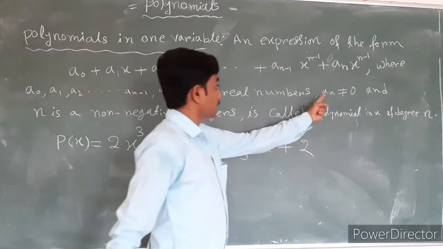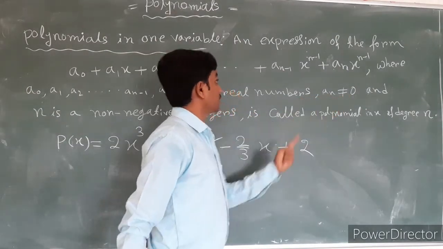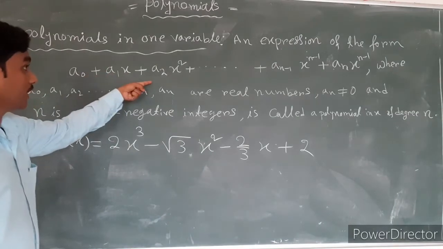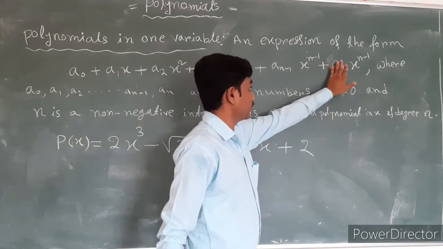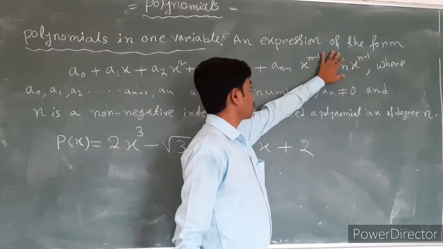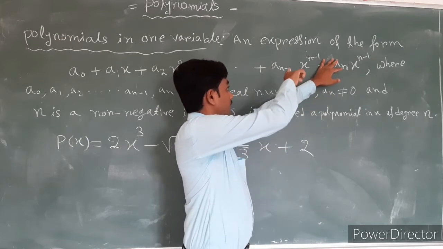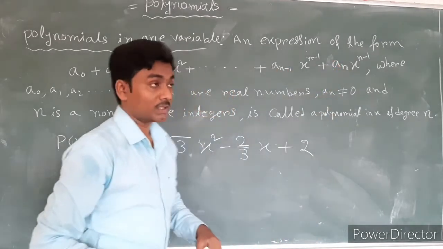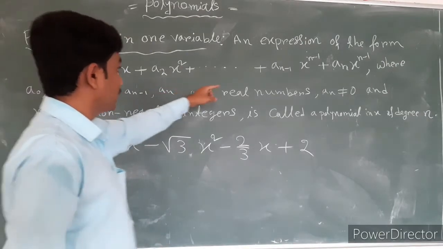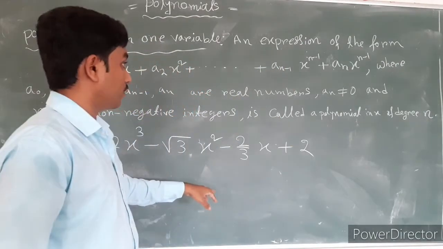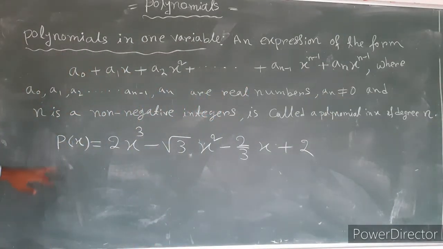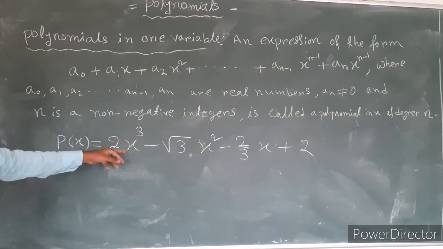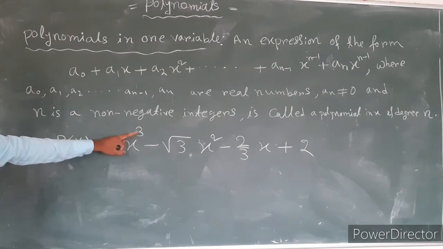We have to look at this: if an equals 0, then the degree of the polynomial becomes less than n, because if an is 0, then this part becomes 0, so the degree of the polynomial decreases to n minus 1. So that's why an is not equal to 0. So for example, p(x) is a polynomial of degree 3 because the highest power of the variable is 3.